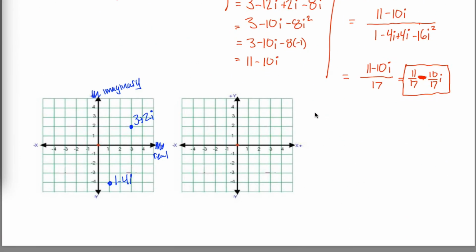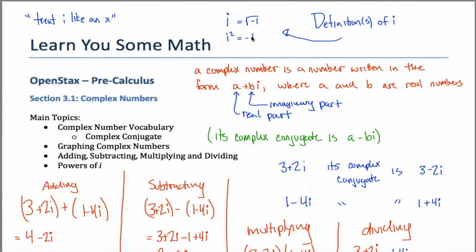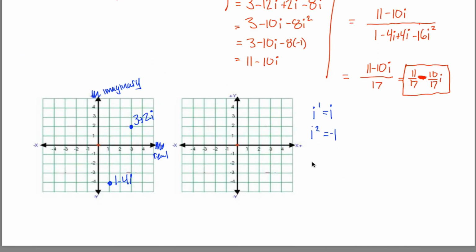For powers of i, what you notice is that you get this nice little pattern: i to the first power is just i, i to the second power is negative 1, and that's by definition. i to the second power equals negative 1. i to the third power, you can get kind of clever and say i to the third power is i to the second power times i. Right? i to the second power times i to the first power would be i to the third power. But i to the second power I know to be negative 1.